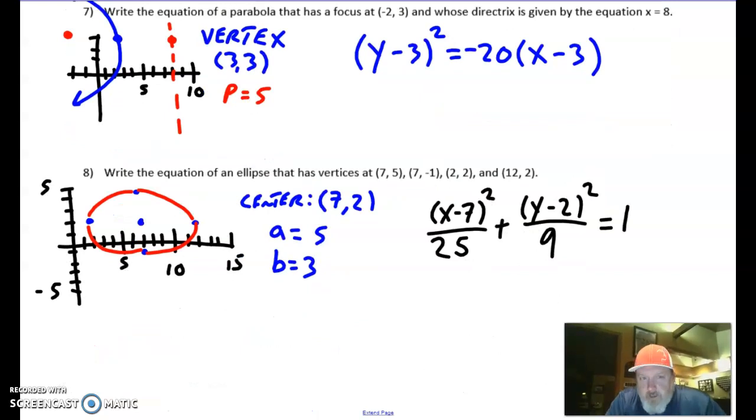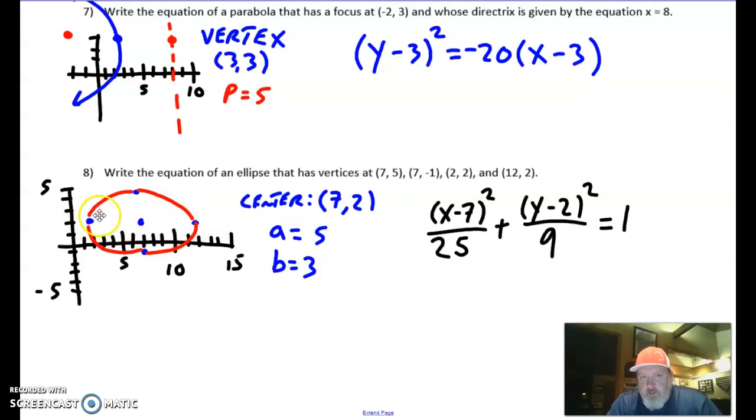Okay, number 8, we got an ellipse. Again, it's a very rough sketch. They gave me the vertices, so you see the vertices here at (7, 5), (7, -1), (12, 2), and (2, 2). This way you can calculate a and b. Obviously, the center point is right in between there. It's (7, 2). So a is 5.